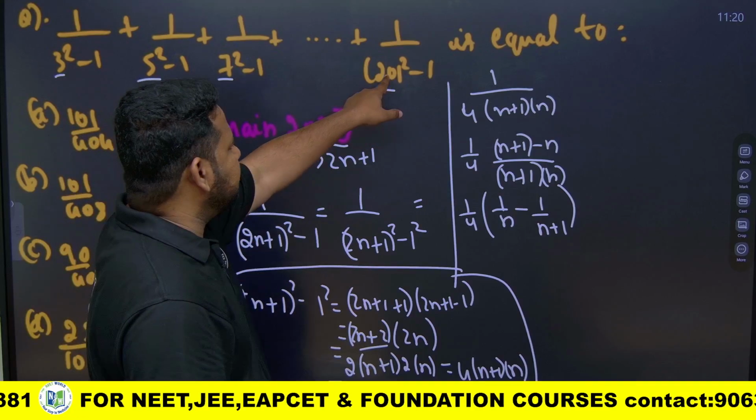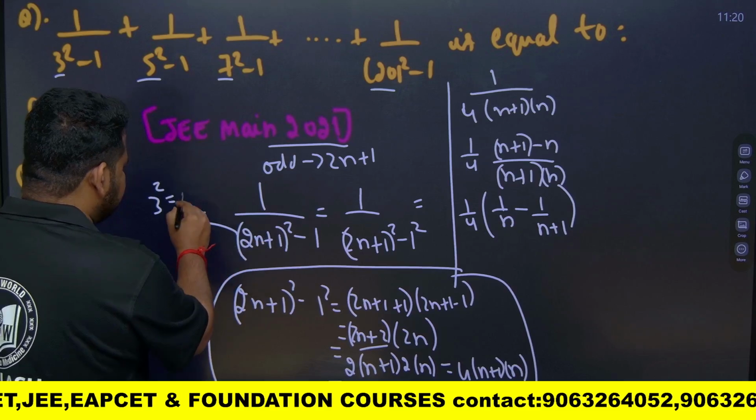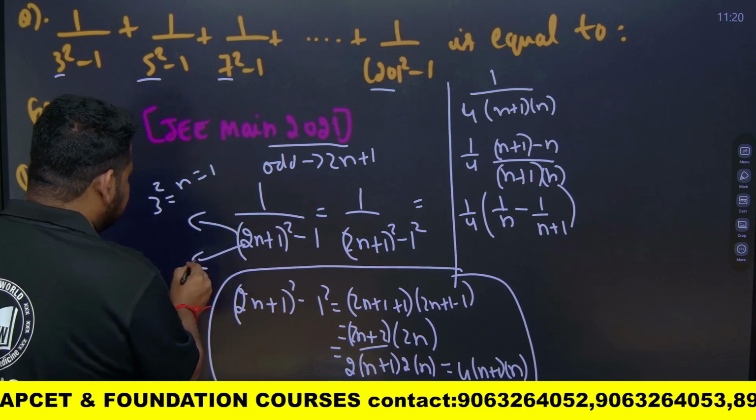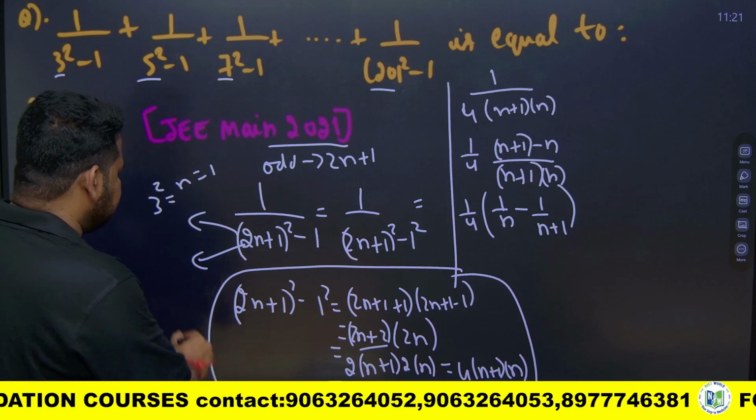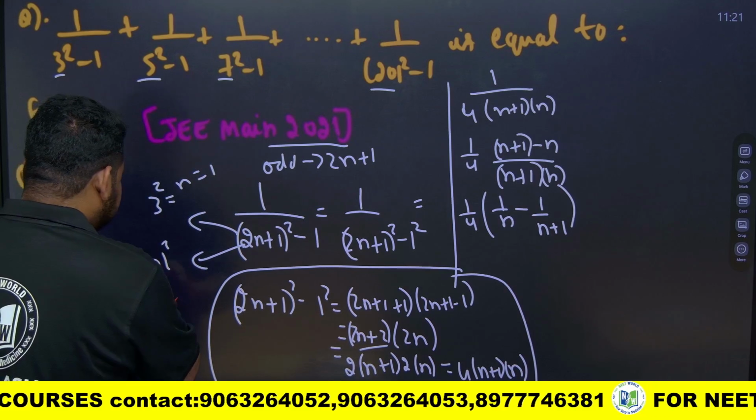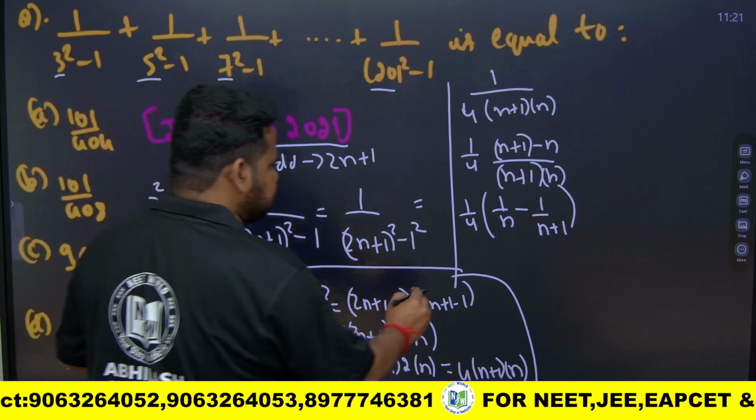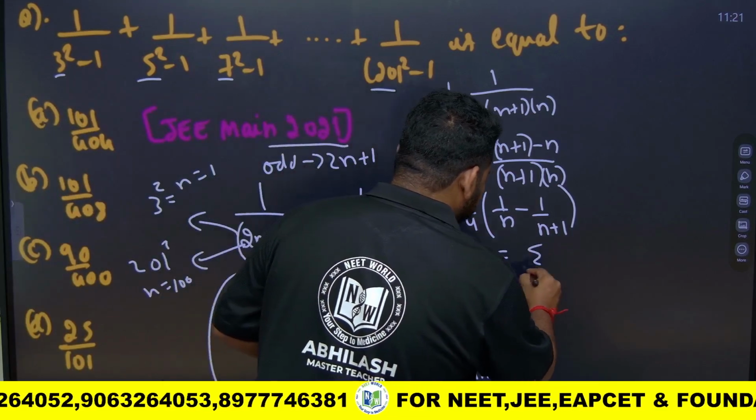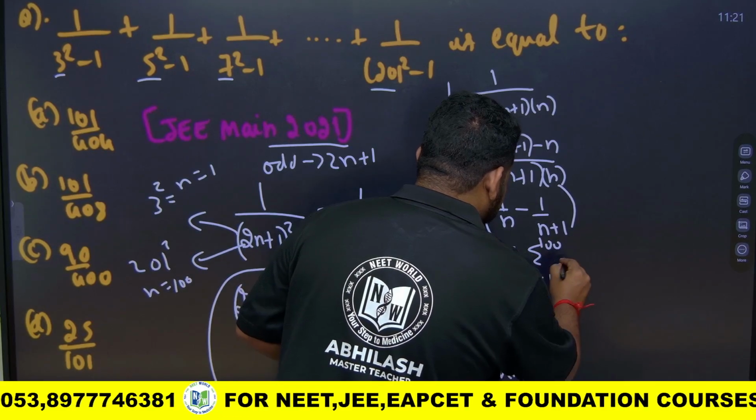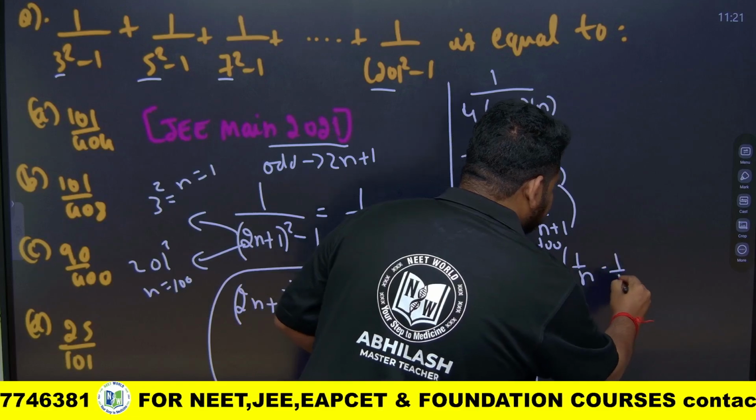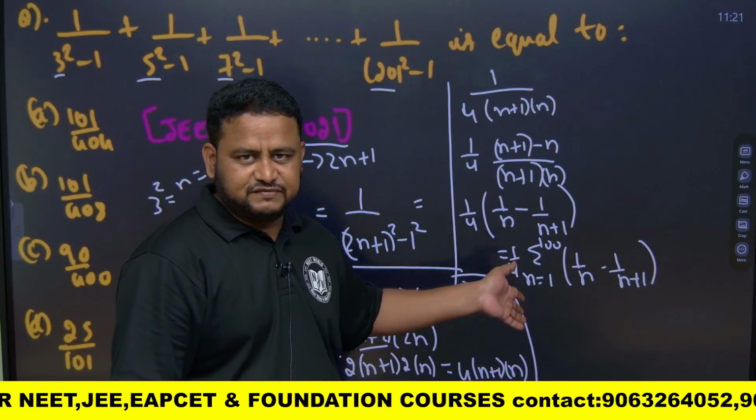If I have to get this as 3 square, here I have to put n is equal to 1, that is 2n is nothing but 2 into 1 plus 1, this will be 3 square. If I have to get 201, here I have to put n equal to 100. So the summation is from n equal to 1 to 100, 1 by 4 outside into 1 by n minus 1 by n plus 1. So this is how you get the range of the summation.